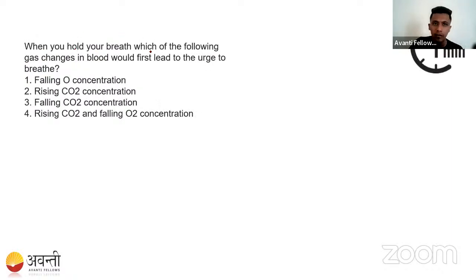When you hold your breath, which of the following gas changes in blood would first lead to the urge to breathe? We have our options: falling of O2 concentration, rising carbon dioxide concentration, falling carbon dioxide concentration, rising carbon dioxide and falling oxygen concentration. Okay, fine. I will launch the poll again, students, so you can answer this question in a minute.